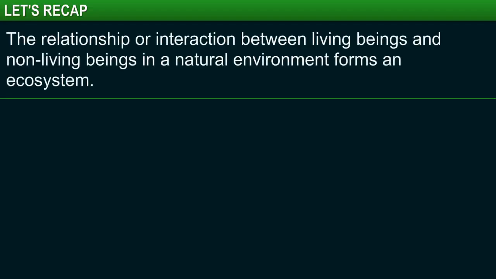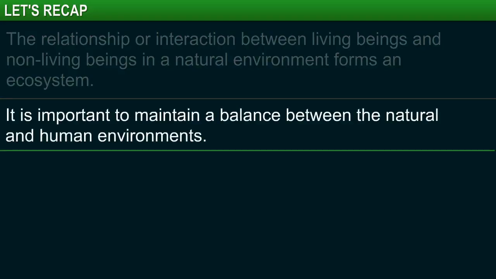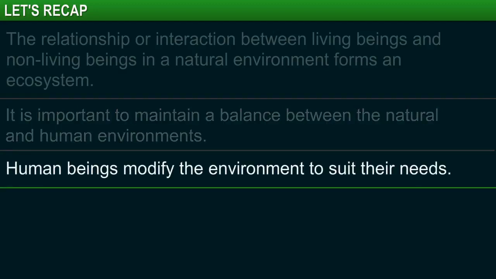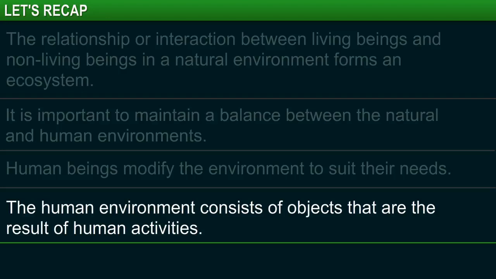In this module, you learned that the relationship or interaction between living beings and non-living beings in a natural environment forms an ecosystem. It is important to maintain a balance between the natural and human environments. Human beings modify the environment to suit their needs. The human environment consists of objects that are the result of human activities.